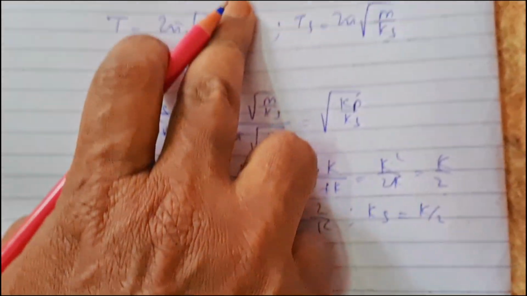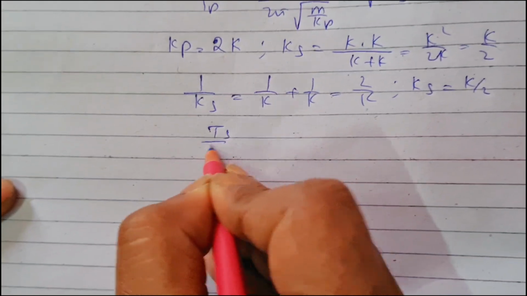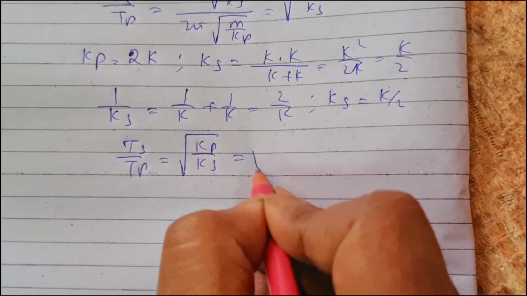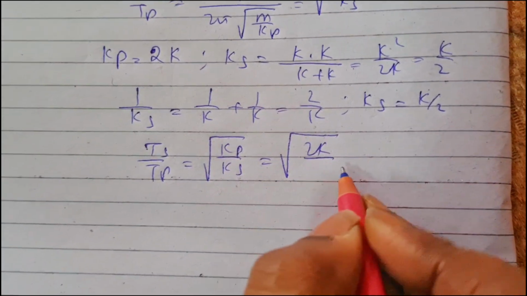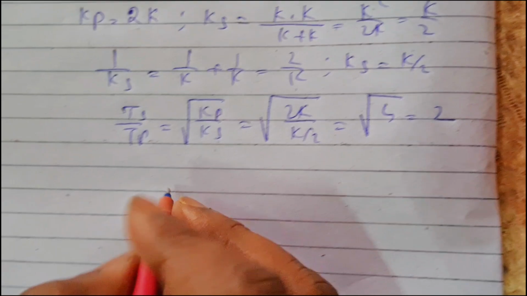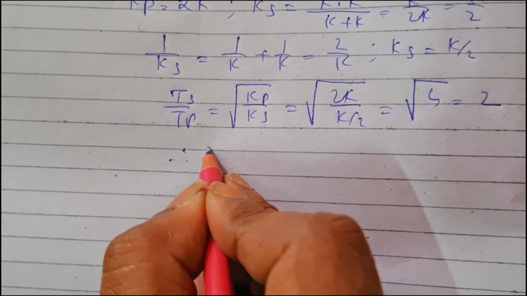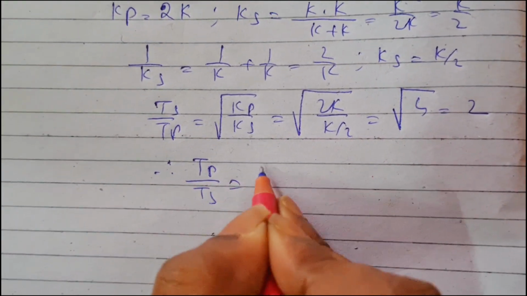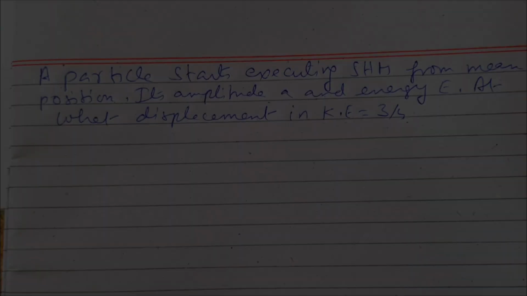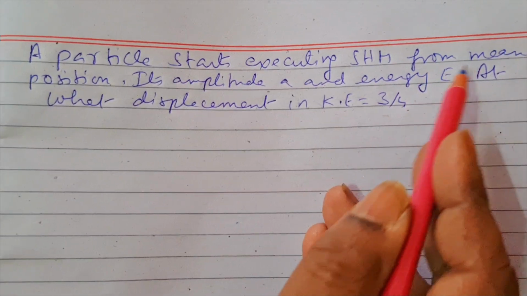So you can do it in this way also. Here they have asked Ts by Tp. So Ts by Tp, as you know, is root over kp by ks. What is kp? It is equal to 2k. And what is ks? It is equal to k by 2. So that is equal to root under 4, it is 2. So Ts by Tp equals 2 is to 1. So Tp by Ts also equals half, if they ask you in a different way. Understood?